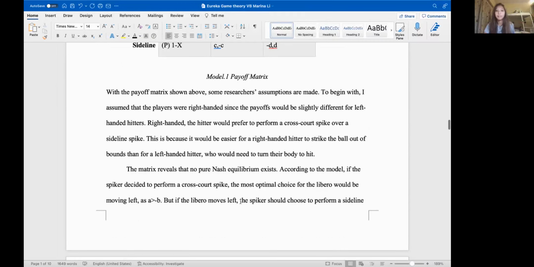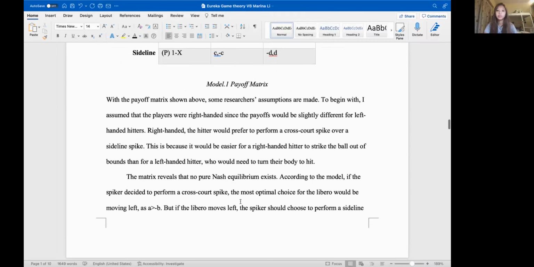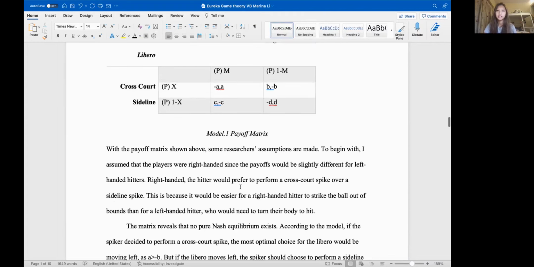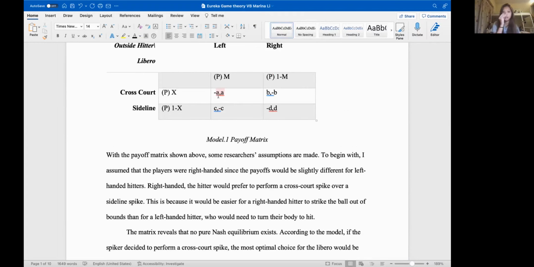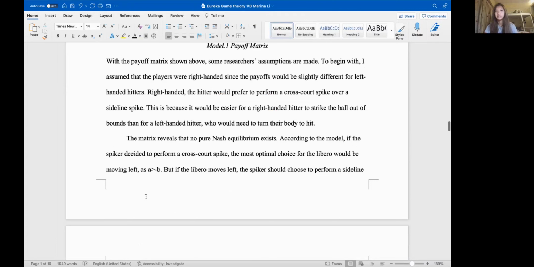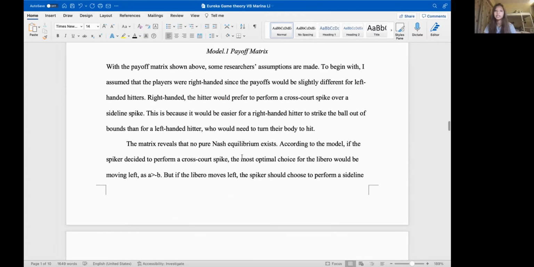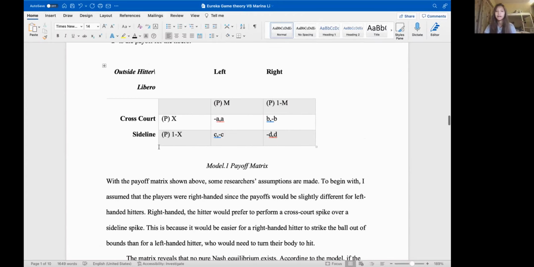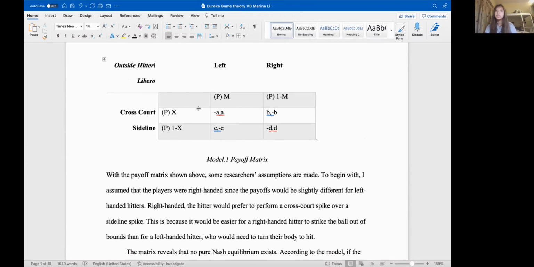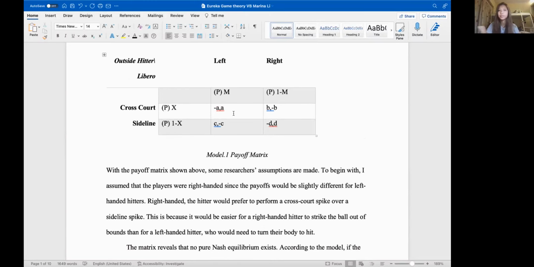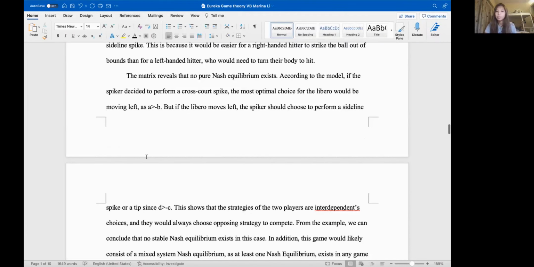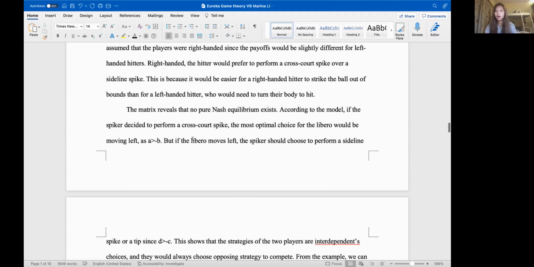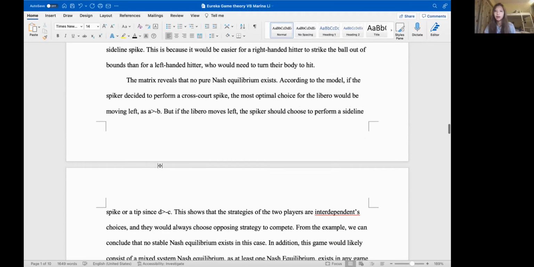And my matrix revealed that no pure Nash equilibrium existed, because you could see that minus a plus a would equal 0, and this is a zero-sum game. We could see that if the spiker chooses to perform, for example, a cross-court spike, the libero would need to move left instead of moving right, because a would be bigger than minus b, since all the alphabets would be positive.